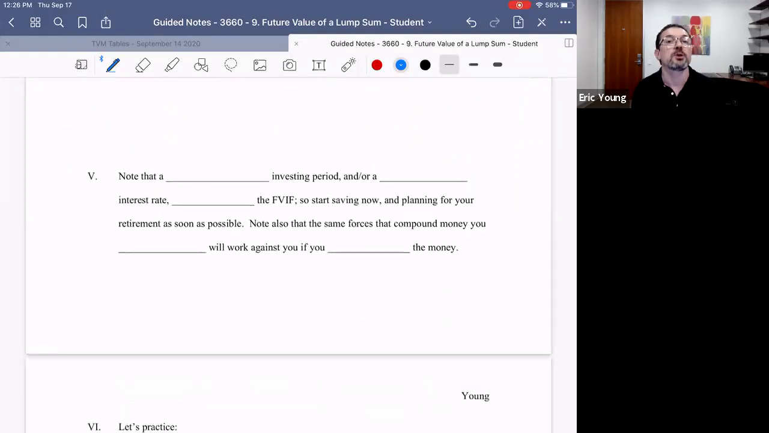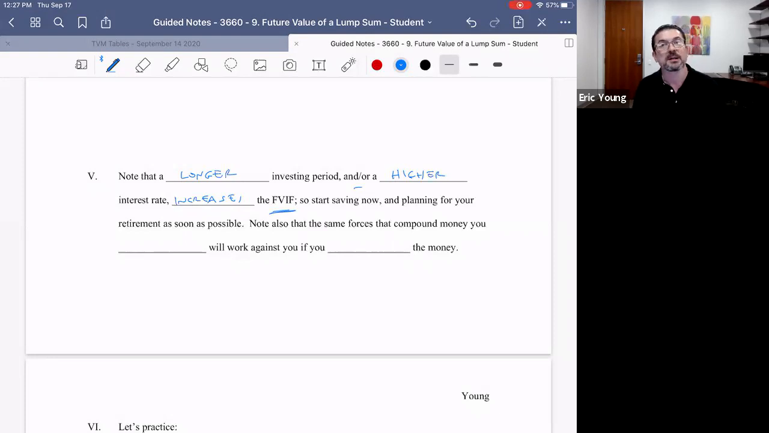When you look at these, you notice something important. If you look at the tables, you will notice that a longer investing period and/or a higher interest rate will lead you to an increase in the FVIF. A longer investing period and/or a higher interest rate will increase your future value interest factor number. We call it the factor number, okay?